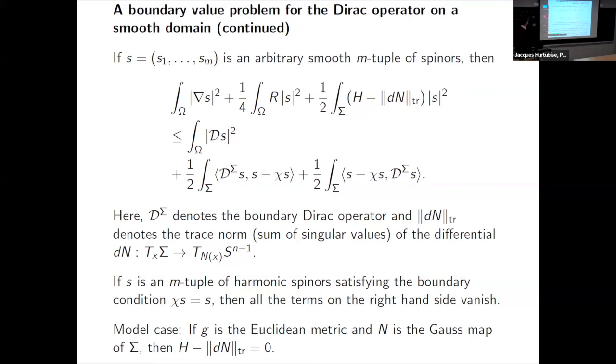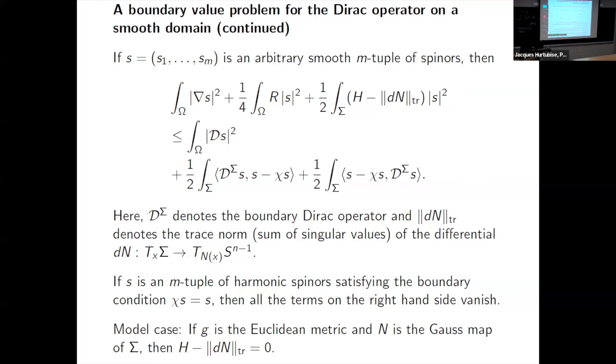And then the norm of Dn is interpreted as the trace norm, or the sum of the singular values. So you just sum up the singular values, and that gives you a norm of a linear transformation, which is called the trace norm. And so the term that comes in is exactly the difference between the mean curvature and the trace norm of the map. Now let's turn to the right-hand side.